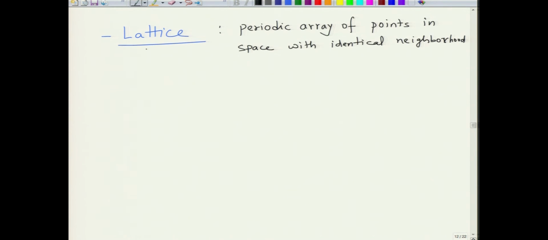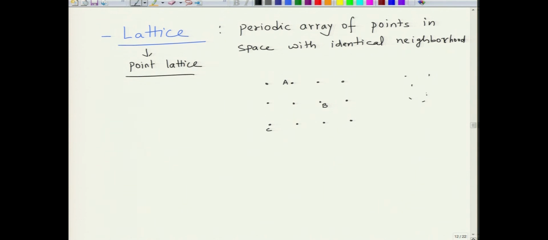Okay, so this is basically a point lattice, right. Any kind of arrangement like this, where you have a periodic arrangement of points in space, and whether you look at this point, this point, or this point, all of them have identical neighborhood. This is called a point lattice.